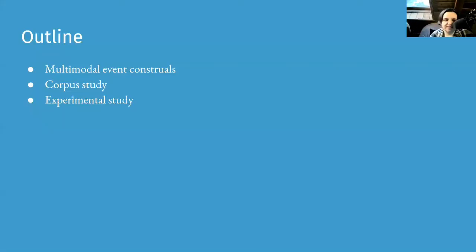Okay, in today's talk, after providing you with a few potential characteristics of our approach, we will present two studies on gesture marking of event structure. The first one, a corpus-based study, will investigate multimodal patterns of event structure in English and Czech. And the second study will be a follow-up experimental study focusing on Czech only.